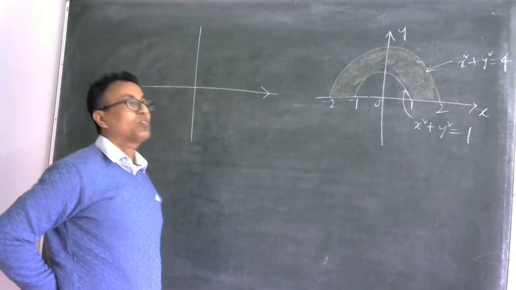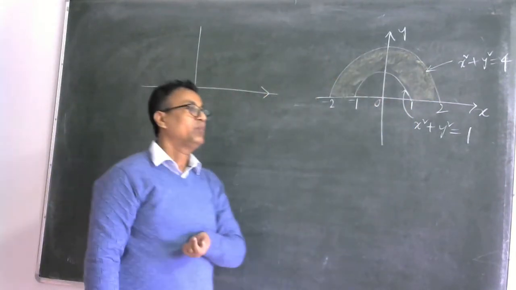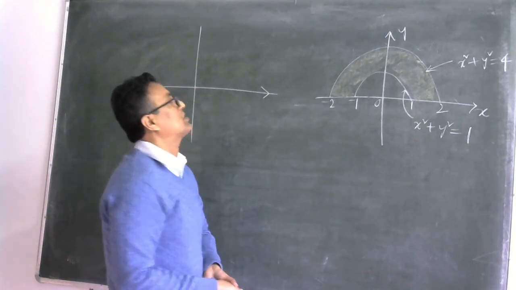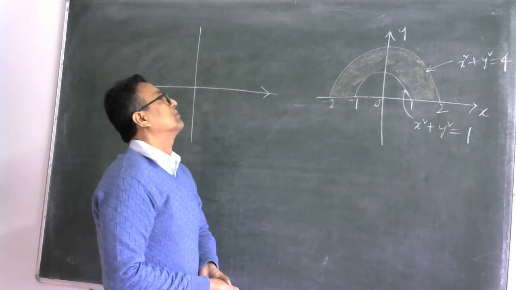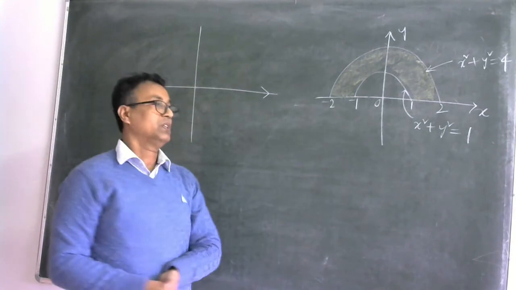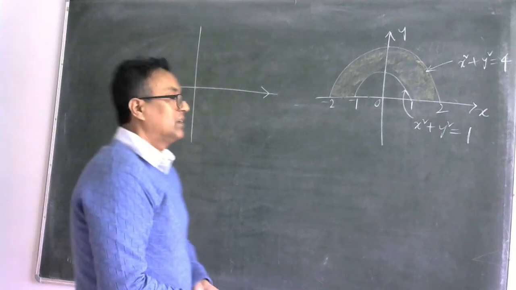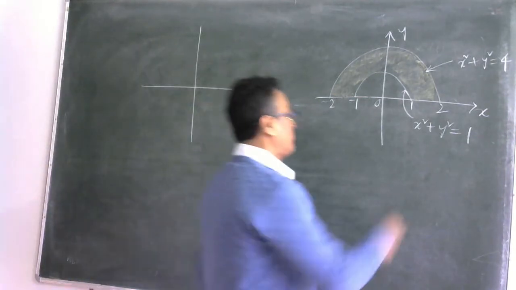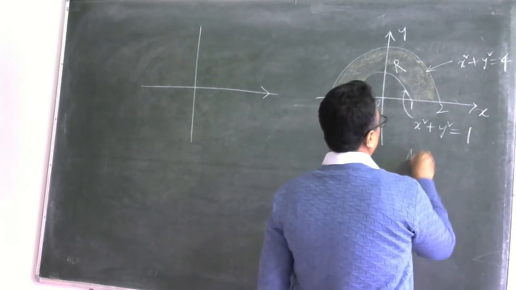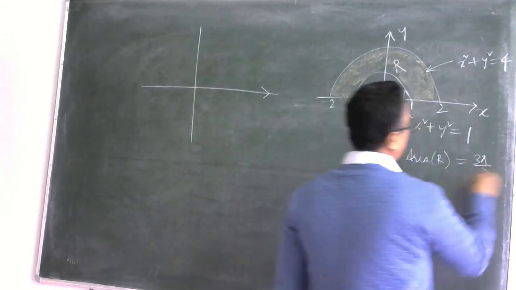Okay, so his query was: suppose I consider the shaded region here, which is the region bounded by the two semicircular arcs. The top circle is x squared plus y squared equal to 4, and the bottom circle is x squared plus y squared equal to 1. He has worked it out, and he said that the area of this region, say R, turned out to be 3 pi by 2.